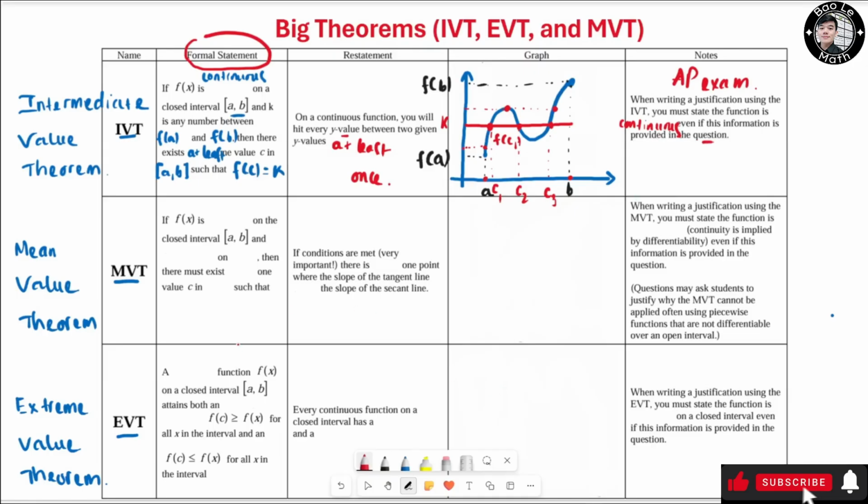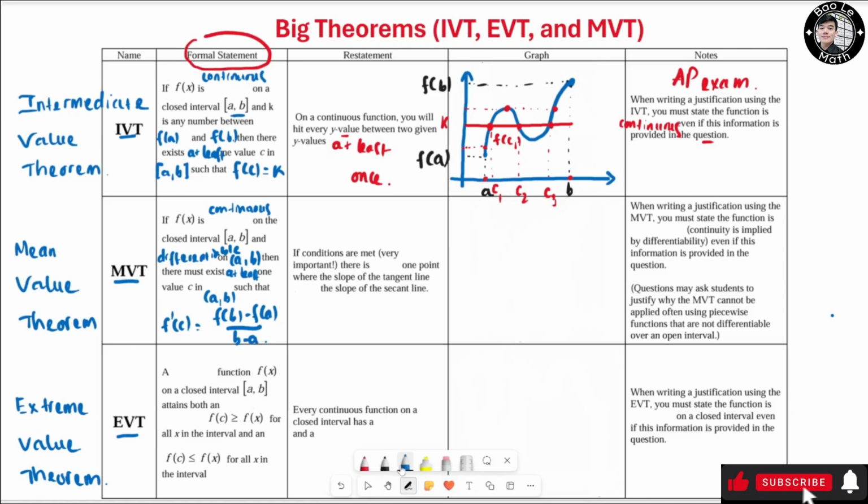Now we're going to move on to the second theorem, that's called MVT. If the function f of x is continuous on the closed interval [a, b] and differentiable on the open interval (a, b), then there must exist at least one value of c in the open interval (a, b) such that f prime of c equals f of b minus f of a over b minus a.